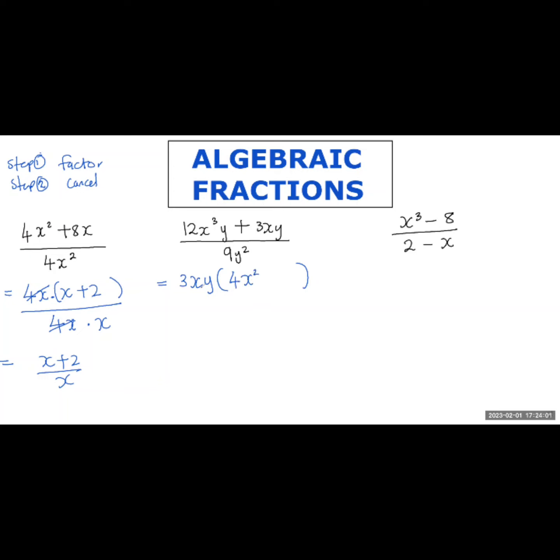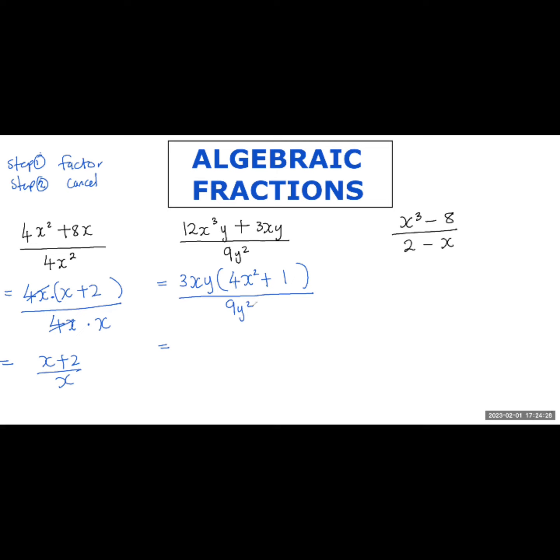Here we got 4x squared. Remember, when I multiply these two, I need to get this here. And then plus 1. Okay, so that's fully factorized. And then we're going to put our 9y squared down here. Here we go. Okay, now what do we do?